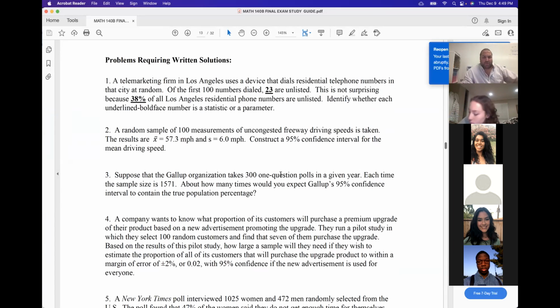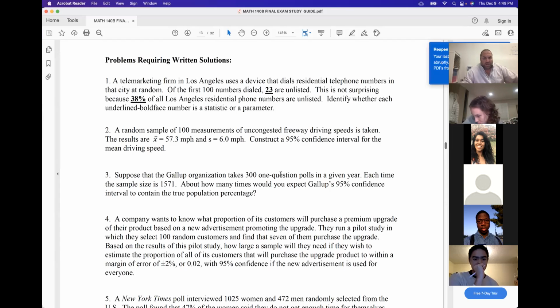A telemarketing firm in LA uses a device that dials residential telephone numbers in the city at random. Of the first 100 numbers dialed, 23 are unlisted. This is not surprising because 38% of all LA residential phone numbers are unlisted. Identify whether each underlying bold-faced number is a statistic or a parameter.